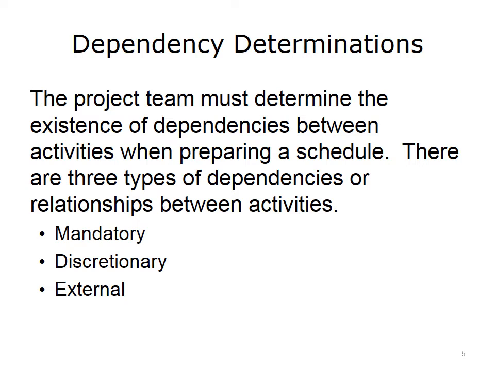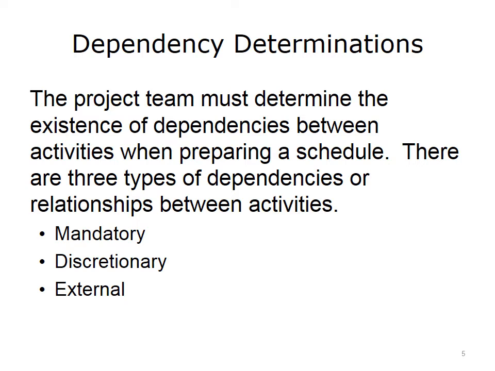The project team must determine the existence of dependencies between activities when preparing a schedule. There are 3 types of dependencies or relationships between activities: mandatory, discretionary, and external. In mandatory dependencies, the activity sequence is inherent in the nature of the work performed. Mandatory dependencies are also known as hard logic. The predecessor, initial activity, must be started or completed before successor, secondary, or following activity can begin. Example: can't erect a structure until after the foundation is built. Can't paint a wall until drywall is complete. Can't test an application until after it has been developed.